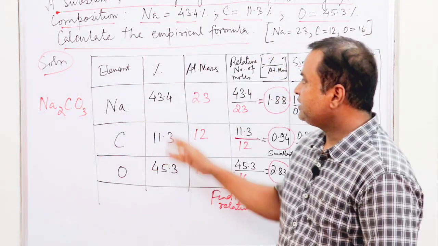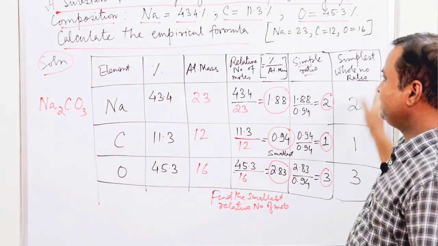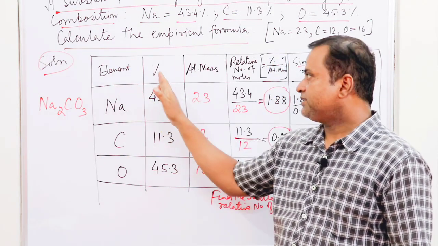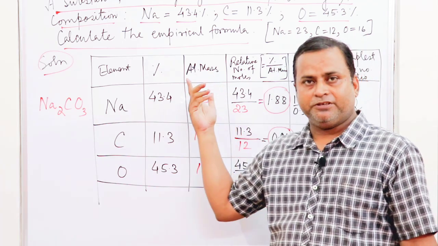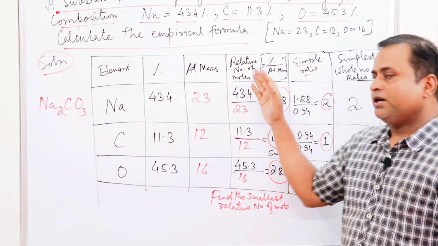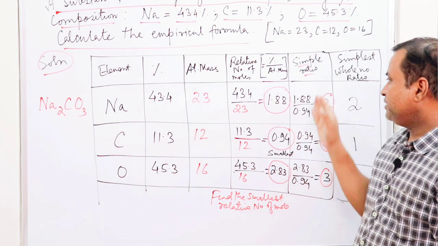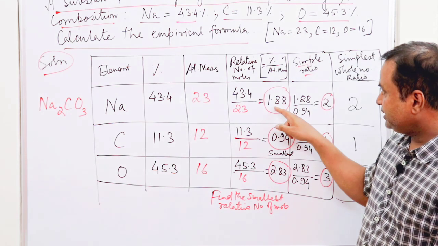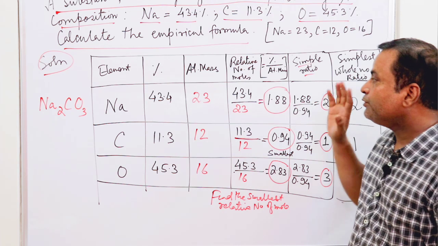Again I would revise. First you make a table consisting of 6 columns. Remember, 6 columns. First column, name of element. Second column, the percentage given in the question. Atomic mass, it might be given, may not be given, you must know it. Third column, relative number of moles. How to find out? Divide percentage by atomic mass, and then simple ratio. While finding this, you check the relative number of moles. Here we have 3. Out of these 3, you check which one is the smallest.